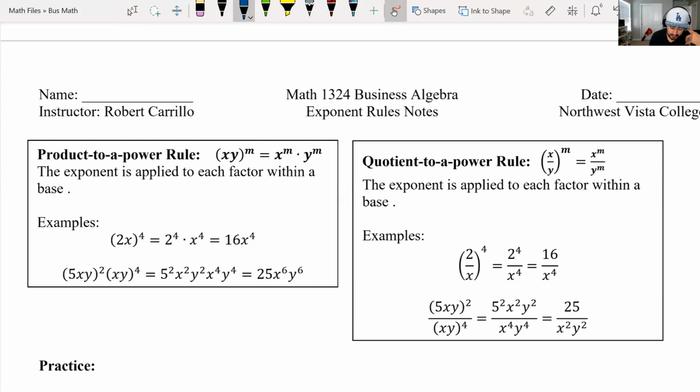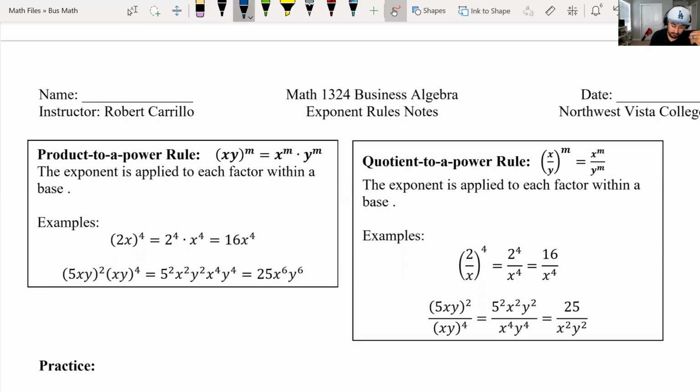Okay, so examples. 2 times x to the 4th means 2 to the 4th times x to the fourth. So you raise each base separately to the fourth power. And then 2 to the 4th becomes 16, x to the fourth stays x to the fourth.